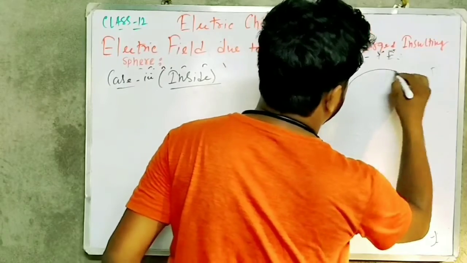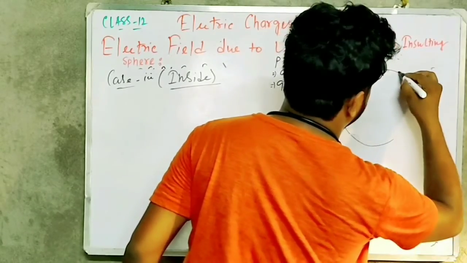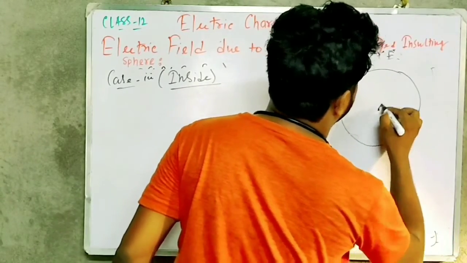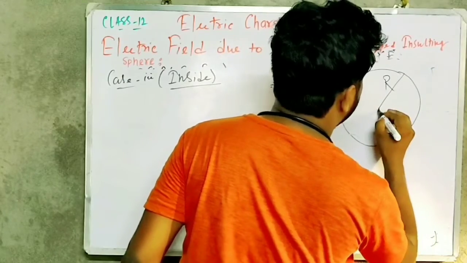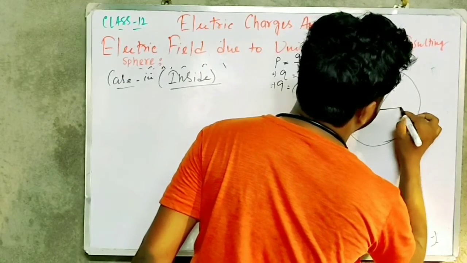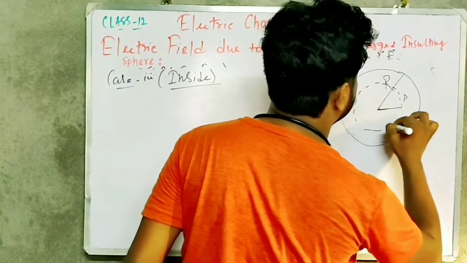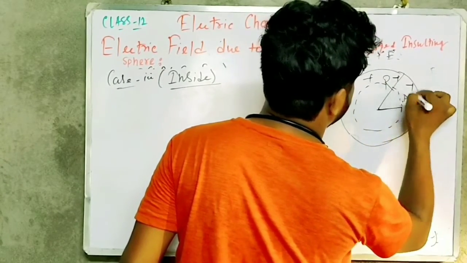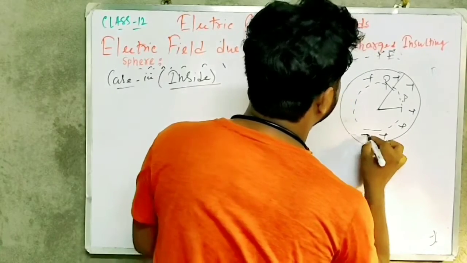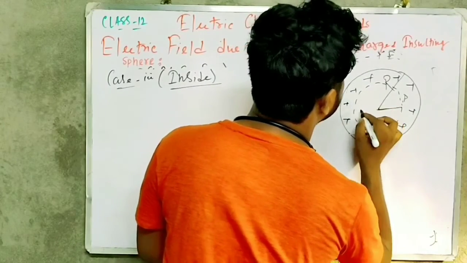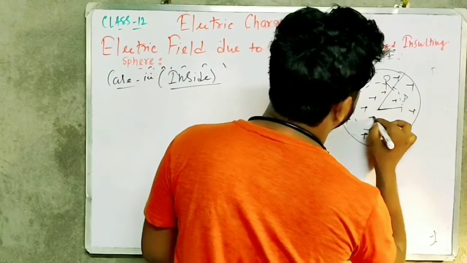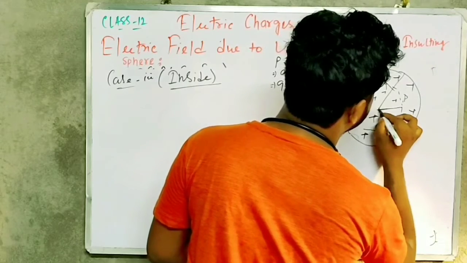This is the sphere of radius capital R, and we have to calculate the electric field at point P here. So this is the Gaussian surface, and the charge is stored uniformly inside the sphere. Now, same case, same method.